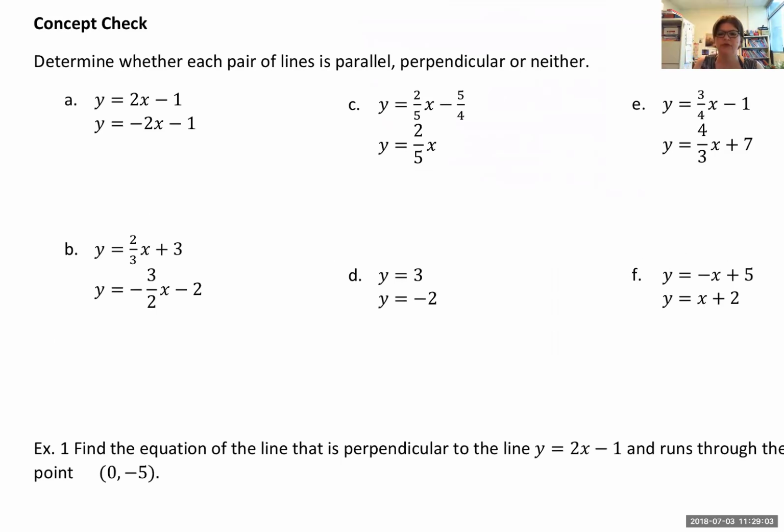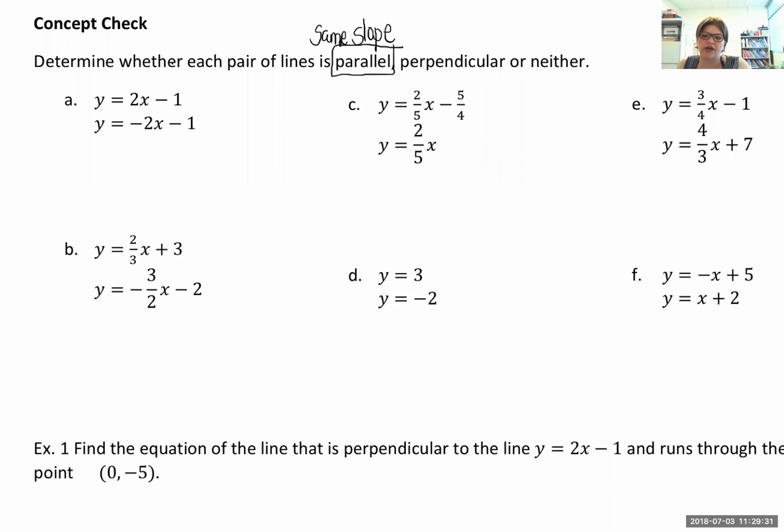Concept check says determine whether each pair of lines is parallel, perpendicular, or neither. We said lines were parallel if they ran in the same direction forever and ever without running into each other. We know how to tell that in a graph. But how do we tell that in an equation? Remember, in an equation, if they're parallel, they have the same slope.